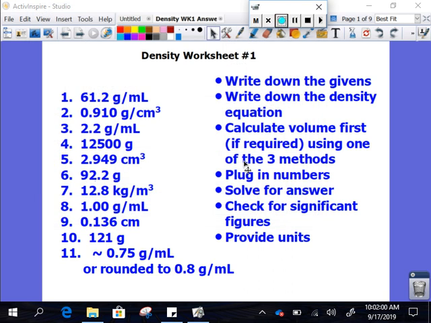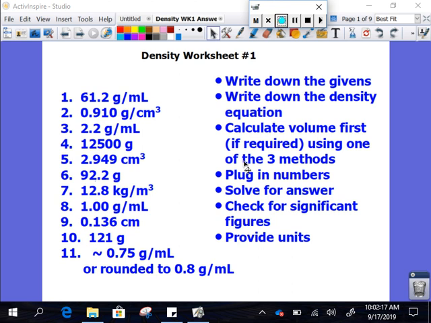Alright, ladies and gentlemen, we're going to take a couple minutes here and go over Density Worksheet 1. I'm going to try to show you how to do some of the problems. I'm not going to go over every single problem here in the video. I'll show all the work and point some things out that'll help you along the way.